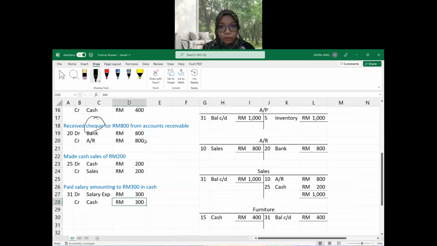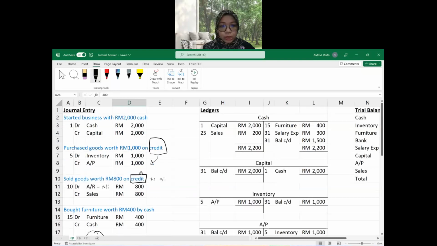When you have settled all of the transactions in the journal entry, you can transfer them to ledgers or T accounts. For example, this one: debit cash 2,000. We have to open the cash account because it is debit cash. So we open the cash account, and on January 1st, we write capital 2,000 here.